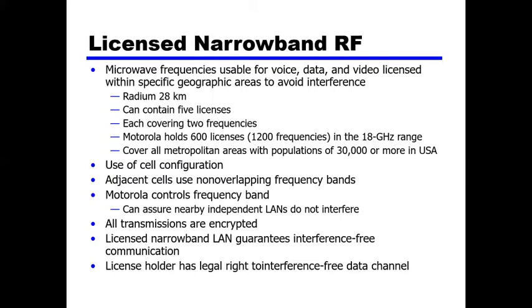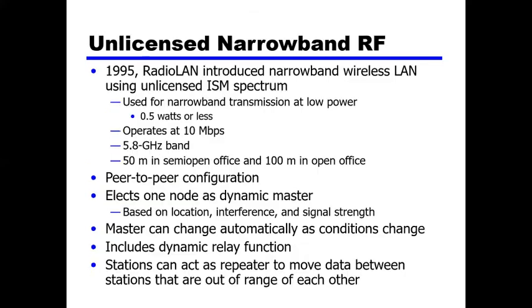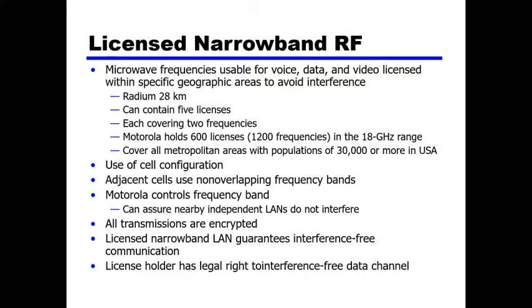Motorola holds 600 licenses in the 18 gigahertz range, covering all the metropolitan land with populations of 300 thousand or more in USA. Use of cell configuration, adjacent cells in non-overlapping frequency bands, then Motorola controlled frequency band can assure nearby independent LANs do not interfere. All transmissions are encrypted. Then licensed narrowband LAN guarantees interference-free communication. License holders have legal right to interference-free data channel.